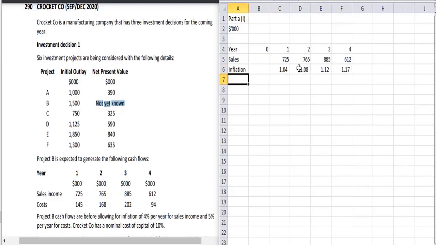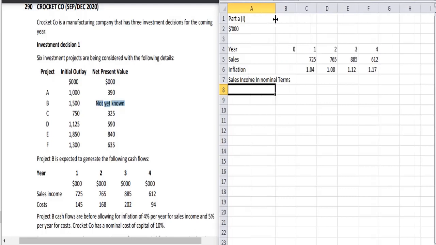Okay, so now the inflated sales income, or sales income in nominal terms. Okay, so multiply this by 1.04 for the year 1, and now we will convert it to the absolute term. Okay, so this is our sales income in nominal terms.